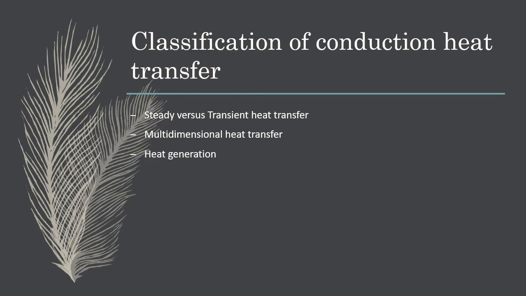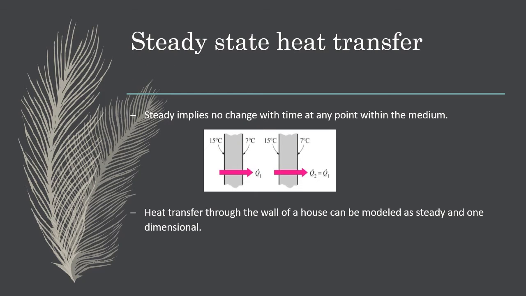Then let us see the classifications of conduction heat transfer, which are steady versus transient heat transfer, next is multidimensional heat transfer, and last is heat generation. Let us see the main topic of ours, that is steady and transient heat transfer. First of all, what is steady state heat transfer?